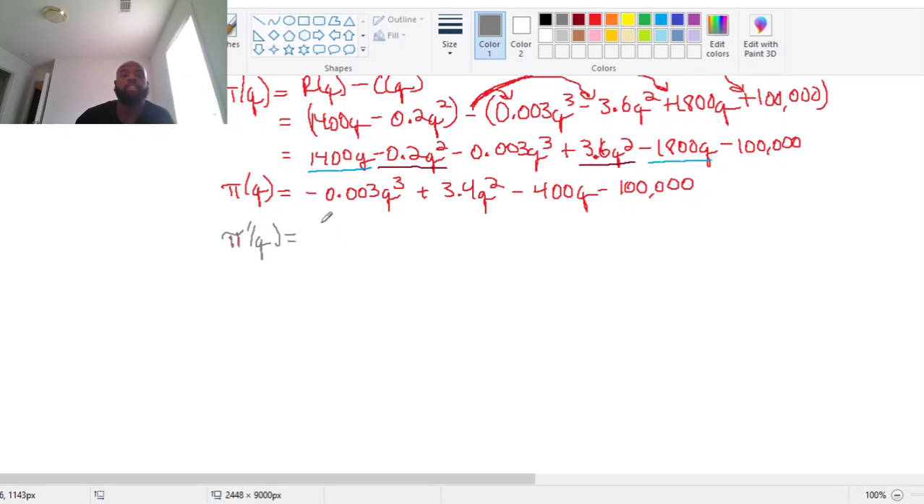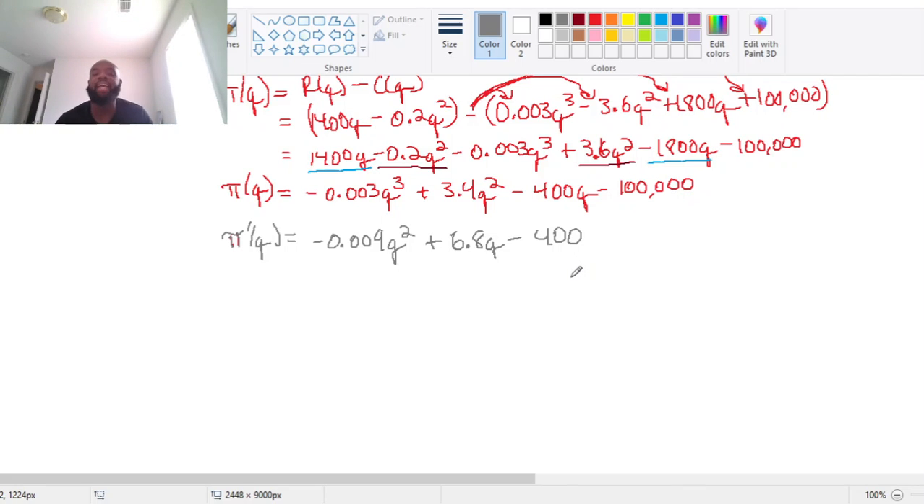I take the derivative, which is negative 0.009 Q squared plus 6.8 Q minus 400. I'm not going to write the minus 0. So I found my derivative, and this is a derivative that has decimals, which is the case a lot of the times when we have things like profit and revenue and cost. And so what I'm going to do here is notice this thing, right? You can try to factor this if you're comfortable trying to factor. I'm not even comfortable trying to factor this, okay?